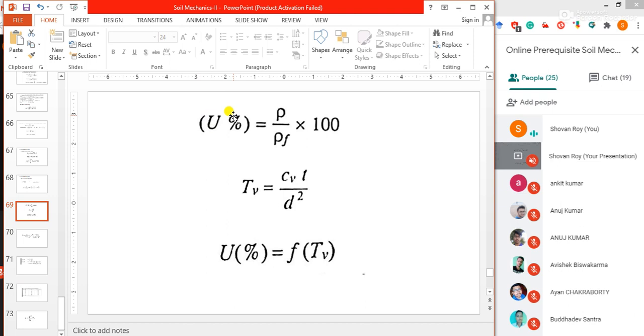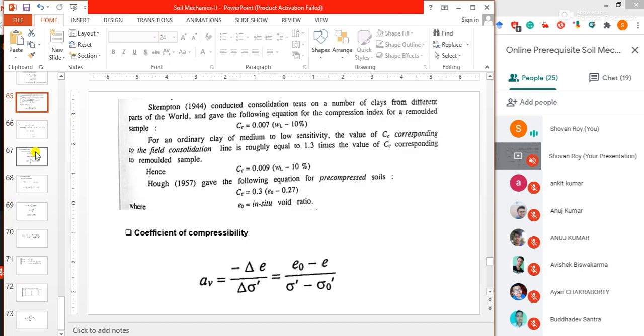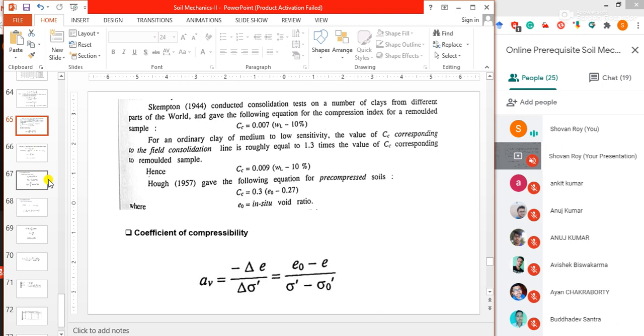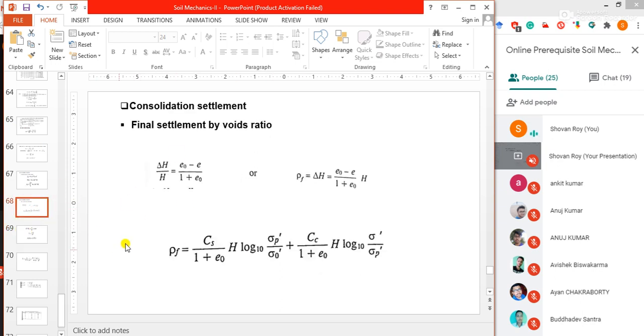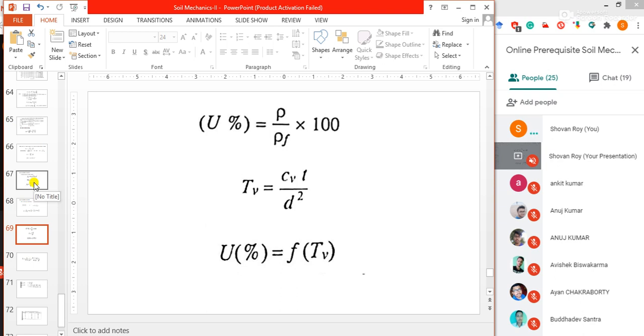What is degree of consolidation? Now you have these formulas: Cc, Cv, av, mv. You also have the settlement, rho f, but there is another term, the degree of consolidation. Actually, the degree of consolidation is the ratio of rho to rho f.